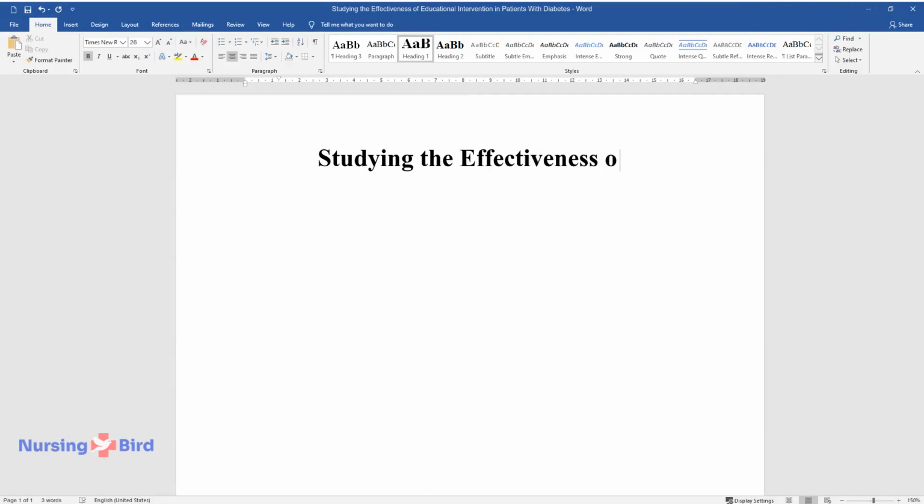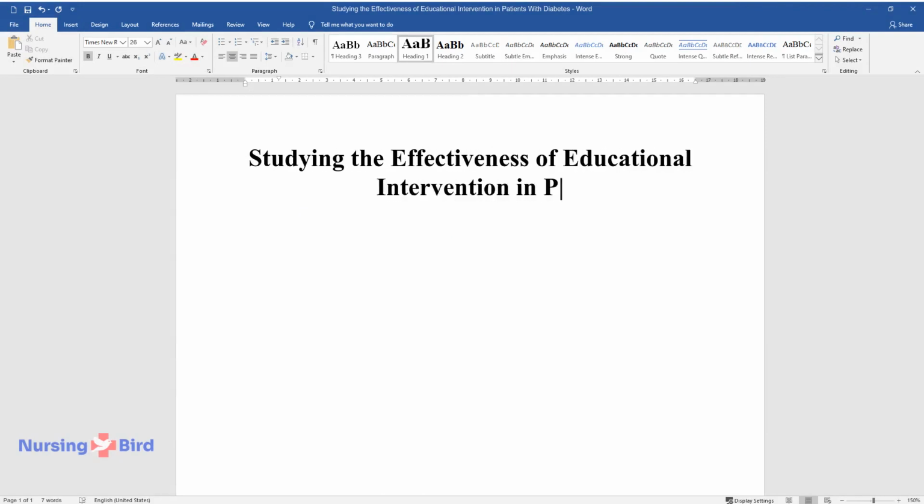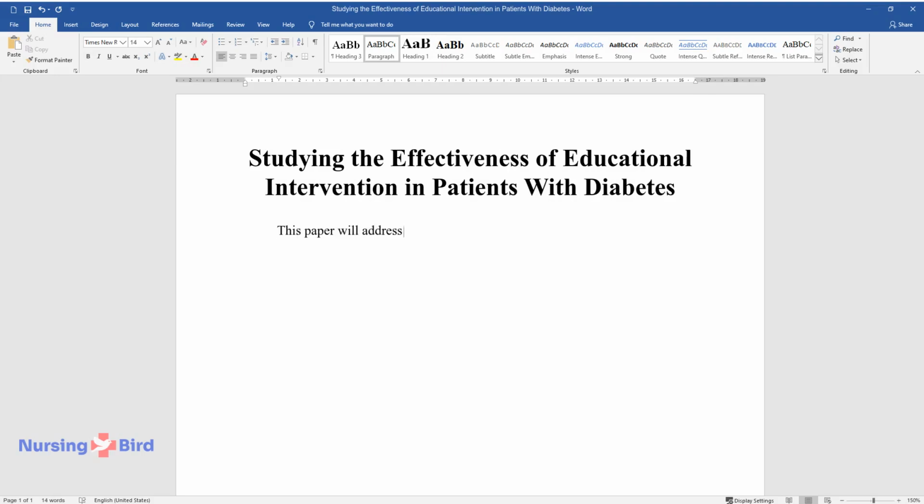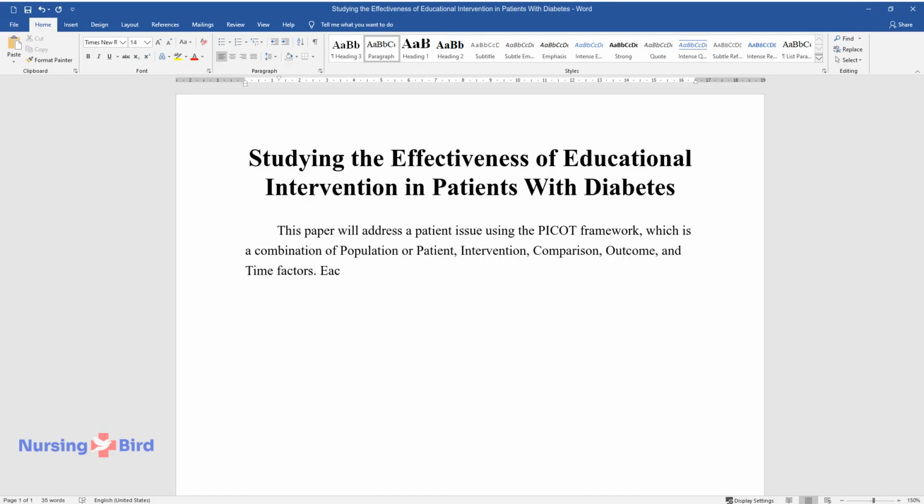Studying the effectiveness of educational intervention in patients with diabetes. This paper will address a patient issue using the PICOT framework, which is a combination of population or patient, intervention, comparison, outcome, and time factors.